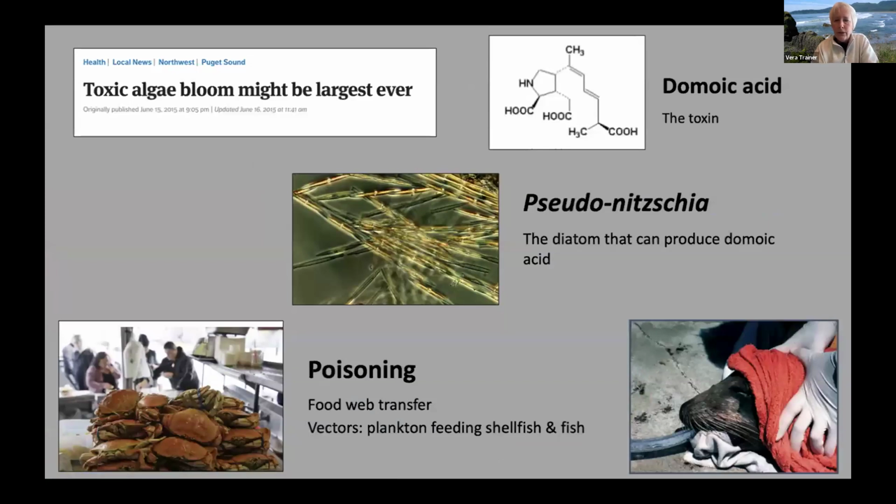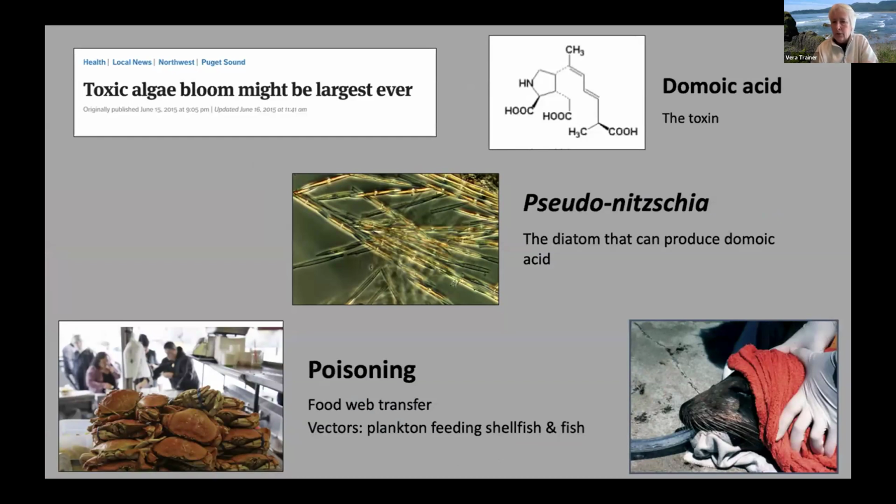Okay, but first a little bit of background. I'm sure many of the folks in the audience know this already, but just to make sure we're starting from the same baseline, there have been a lot of news articles about domoic acid on the US West Coast, including this one from 2015, where it was documented in the Seattle Times that this might be the largest bloom ever.